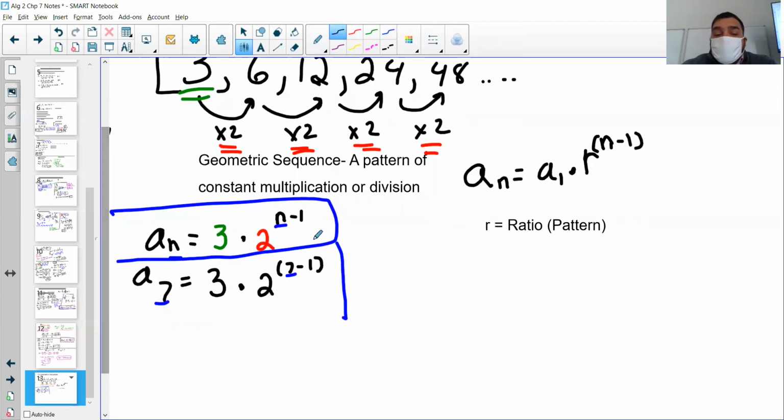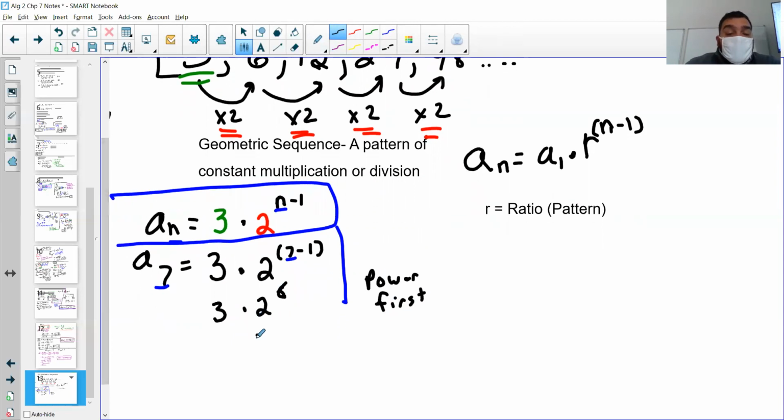And then we'll do the math. So 2 to the 6th power, this is what I really want to know. Yes, you have to do the power first, exponent first. Do not do 3 times 2 first to get 6, then do the power of 6. That will be incorrect. So make sure, power first. Because that's a common error I see. So 2 to the 6th power is 48.